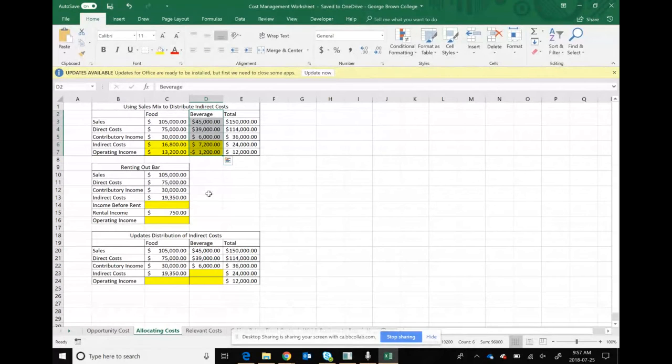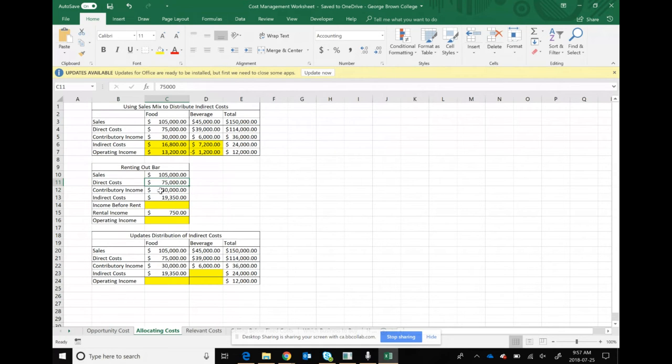So, let's say that you can charge $750 rent for your bar. Let's say that this is actually a doable thing. So let's work a scenario here where we're renting out the bar. So sales, again, for food only, this is just our dining room, is $105,000. The direct costs stay the same at 75 grand because nothing's changed there.